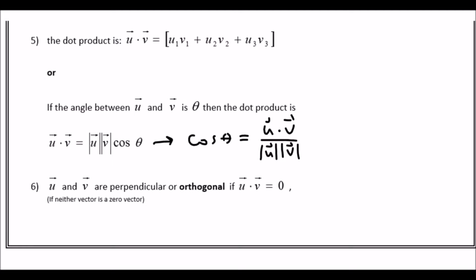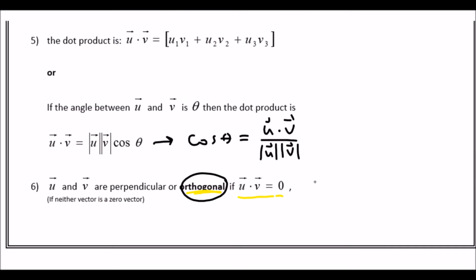And if u and v are perpendicular, we're going to have a new word for it. We call them orthogonal. That means that u dot v is equal to 0. And again, same thing as before. So we use this new word orthogonal, so that's our new perpendicular word for 3-space.